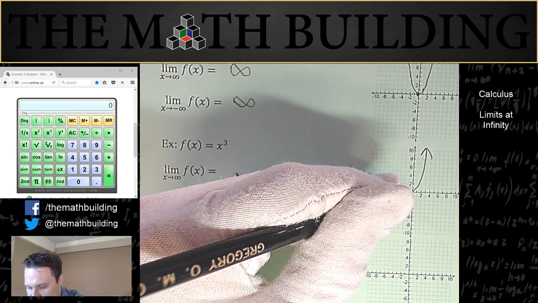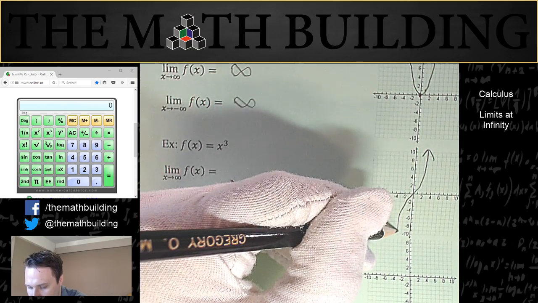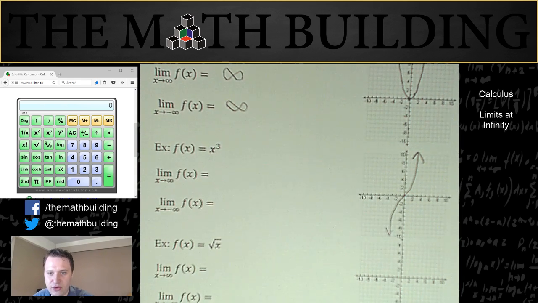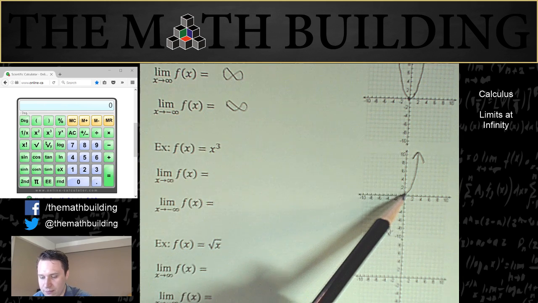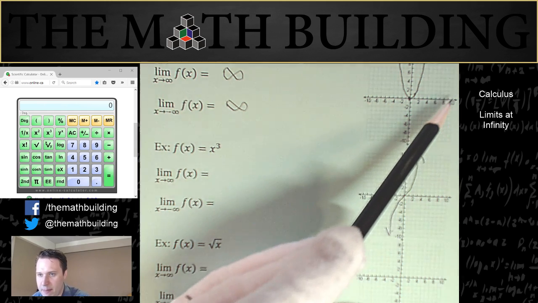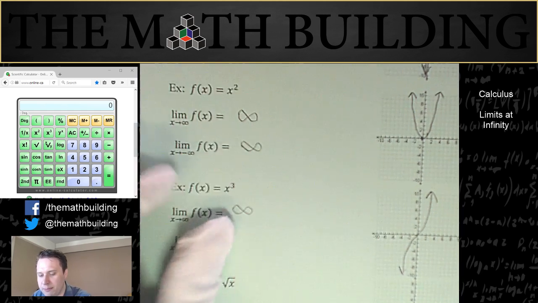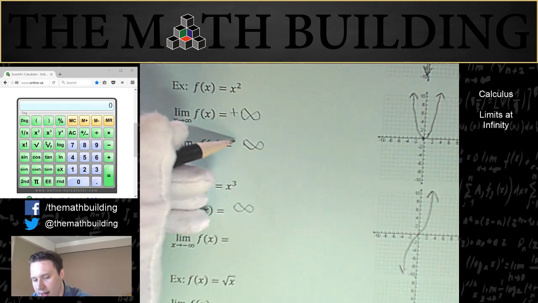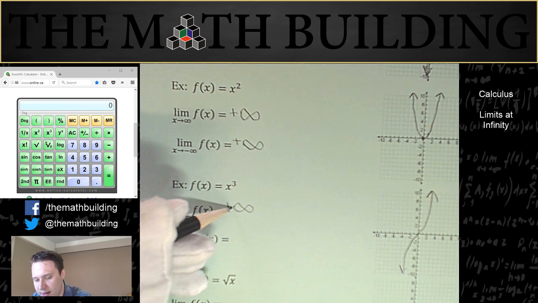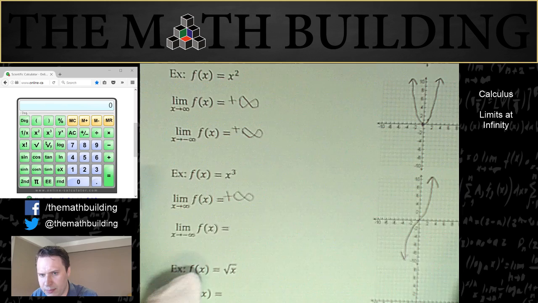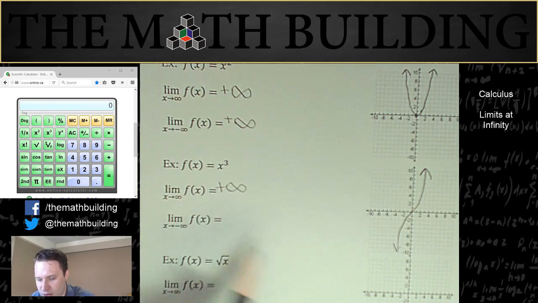x to the 3 does have a negative part. x squared is all positive, but x to the 3 can get negative. So let's see, the limit as x goes to infinity: same as with the parabola, we're going up, up, up. So that limit is positive infinity. And you should maybe put pluses here. I mean, technically, infinity is assumed to be positive without a sign, but just to be safe, we should put a plus there.